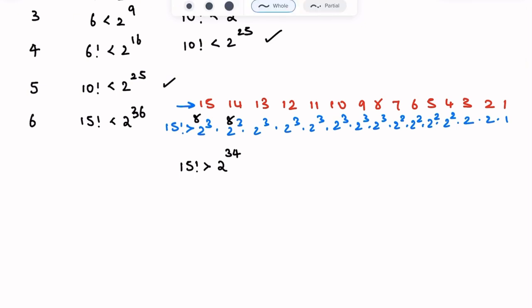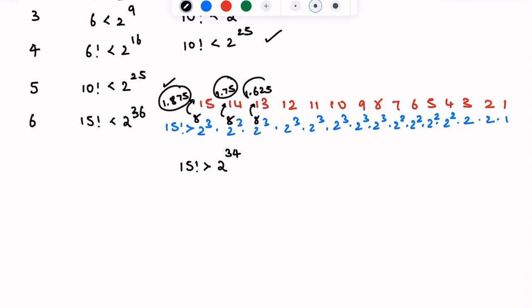Now, okay, so let me just rub this bit out. Now, to go from 8 to 15, we need to multiply 8 by 15 divided by 8, which is 1.875. And to go from 8 to 14, we need to multiply 8 by 14 divided by 8, which is 1.75. And to go from 8 to 13, we have to multiply that by 13 divided by 8, which is 1.625. Now, if I multiply all these numbers together, 1.875 times 1.75 times 1.625.